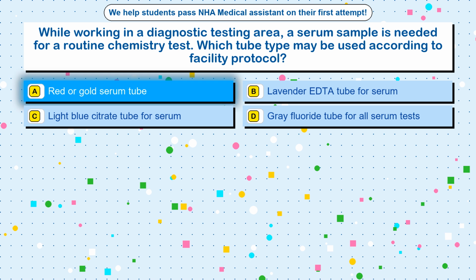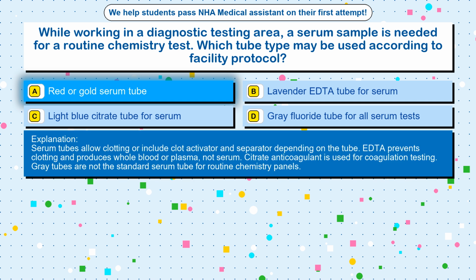The correct answer is option A, red or gold serum tube. Serum tubes allow clotting or include clot activator and separator depending on the tube. EDTA prevents clotting and produces whole blood or plasma, not serum. Citrate anticoagulant is used for coagulation testing. Gray tubes are not the standard serum tube for routine chemistry panels.